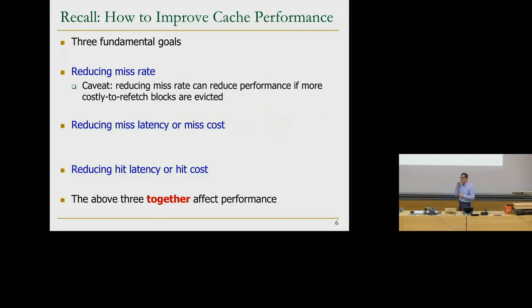Ideally, you would like to get that answer in one cycle. But unfortunately, if you want to optimize all of these together, it's really a trade-off. Because if you want to reduce hit latency, for example, you want to make the cache smaller. And if you make the cache smaller, it's likely that your miss rate is not going to be very low, right? And so there's a fundamental trade-off between these different parameters.